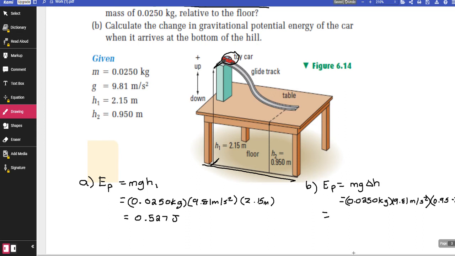So then we bring this all back, we plug it in, and this should be a negative because it's dropping relative from this down. So then we get negative 0.294 joules. So we lose gravitational energy.